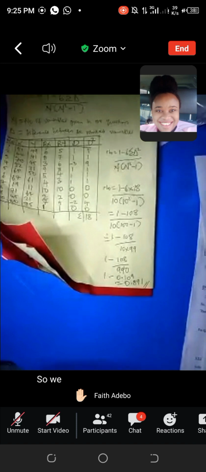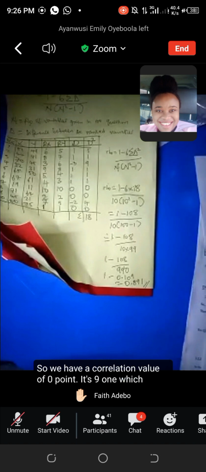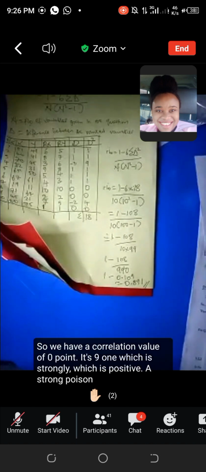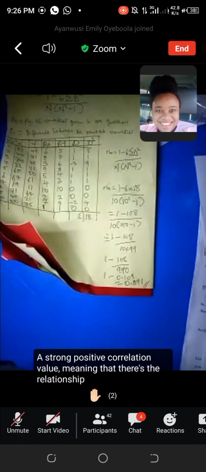So we have a correlation value of 0.891, which is positive, a strong positive correlation value, meaning that there's a positive relationship between the two variables.